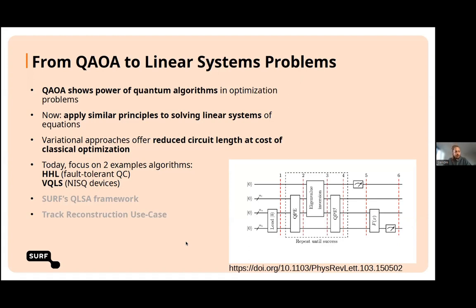And for this today, I want to focus on two example algorithms. The first one is HHL, of which you already see a little diagram there on the bottom that I will later go through step by step. And this promises a very large speedup, but requires basically fault tolerant quantum computers because of the long circuit length. So then I will also present a variational approach to this, variational quantum linear solvers, which has been specifically designed for NISQ devices, so kind of near-term devices.